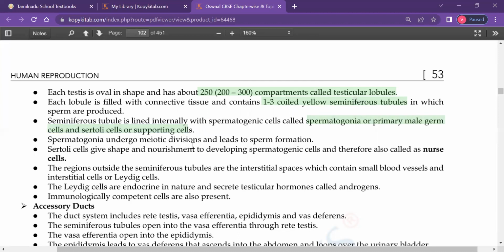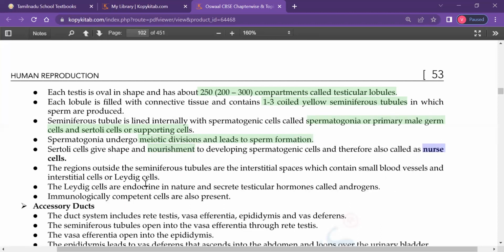Spermatogonia undergo mitotic division. This is important. All right. Then Sertoli cells give nourishment, and are also known as nurse cells.